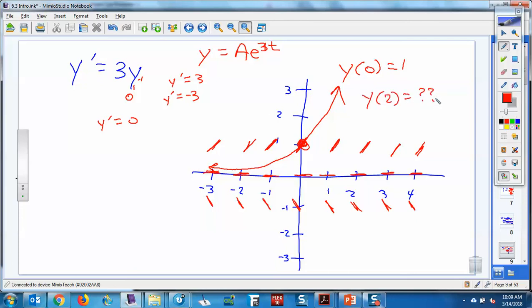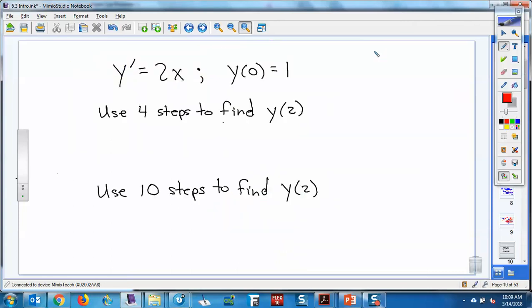What's y of 2? Well, I could keep going with my graph, right? How much confidence would you have in the quality of that point right there? It's a pretty rough estimate, right? So we're going to come up with a numerical way to get a better answer for that.